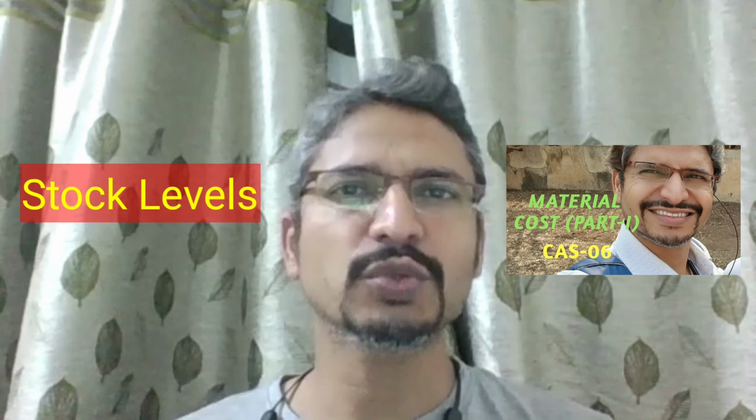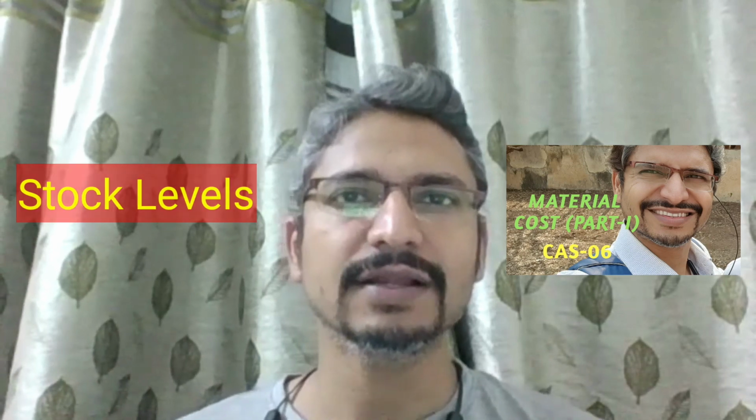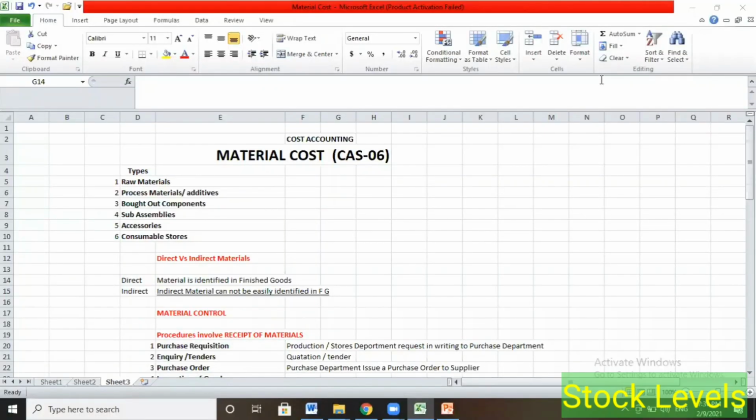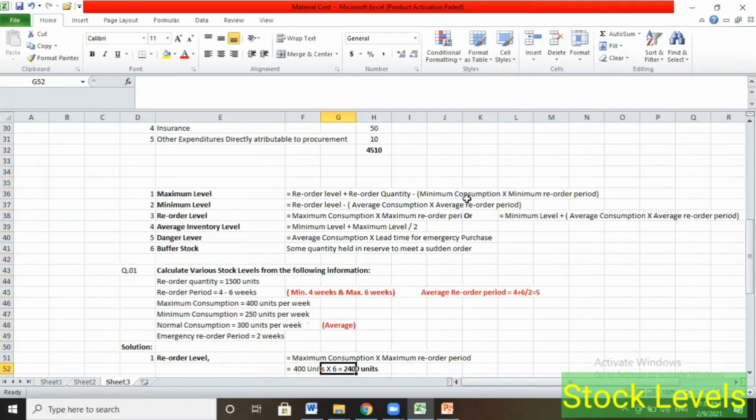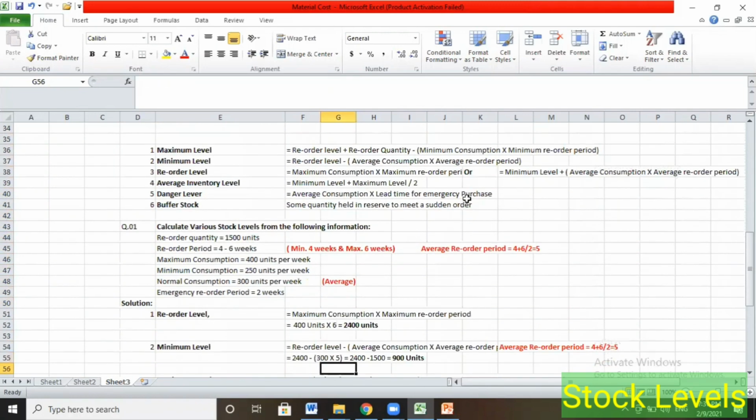Now we are going to understand the material in a practical way, how to solve the illustrations related to material. So let's start with material practical sums. In the last section we started with material cost and I introduced the types of raw materials, direct and indirect materials, material control system, and valuation. Now we'll move to the stock levels.